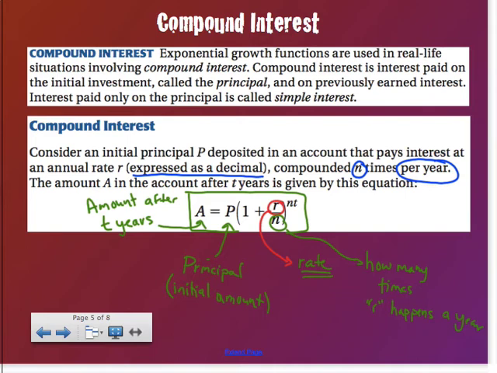And then similarly, the only one that we haven't defined yet is T, and T is going to be the number of years that this is happening. So if you keep that money in your bank account for all 18 years of your life before you go off to college or whatever it is, that would be represented as T.